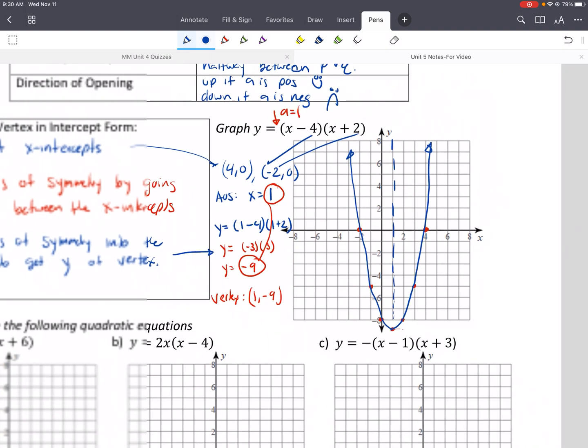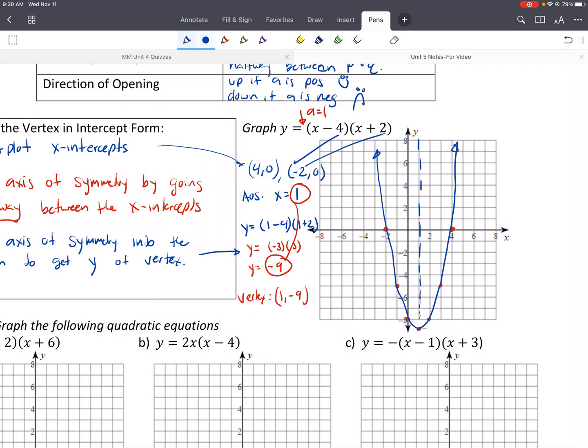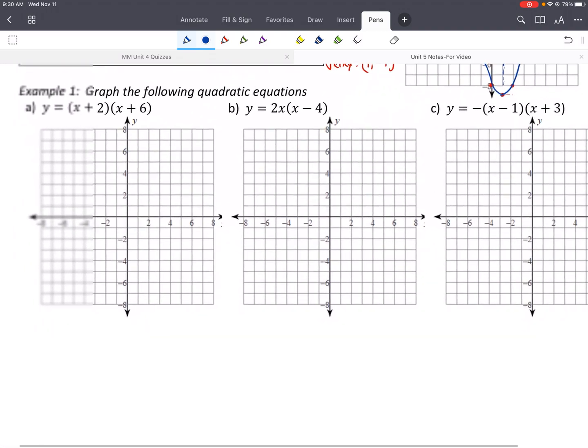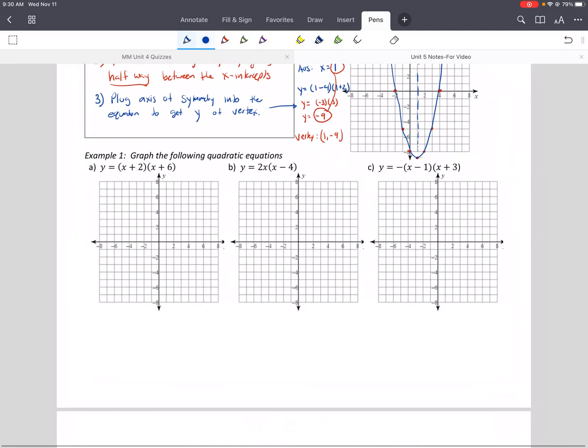Sorry, that's not a very good parabola, but that's good enough. All right, so let's practice a couple together, and then you can try by yourself, and we'll be done.